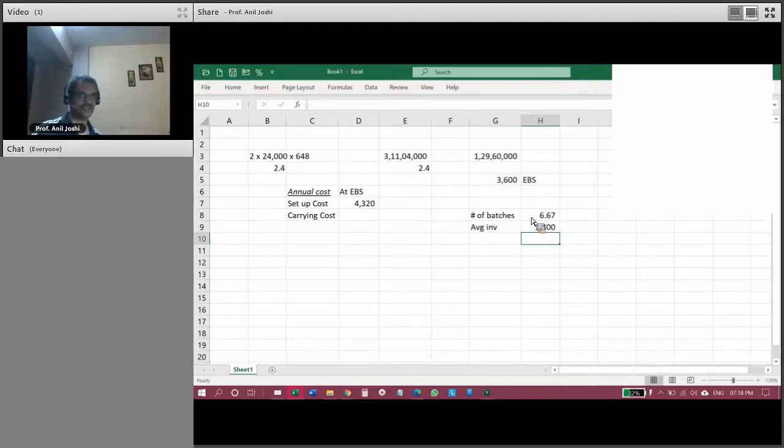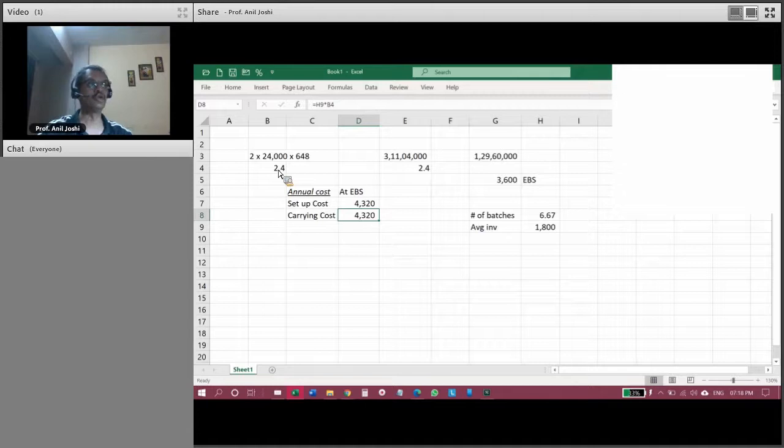That means on an average, you are going to have 1,800 units with you throughout the year. What will be the carrying cost? You know, carrying 1 unit in the inventory throughout the year costs you 2 rupees 40 paisa. So for 1,800 units, how much? This into 2.40, 4,320.